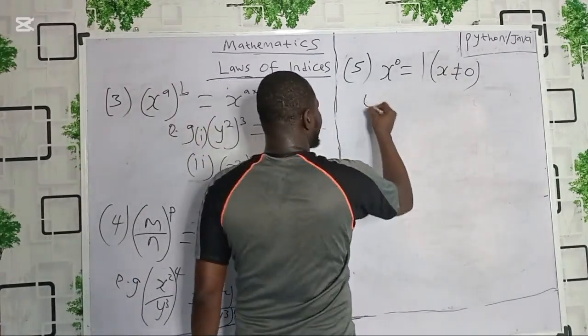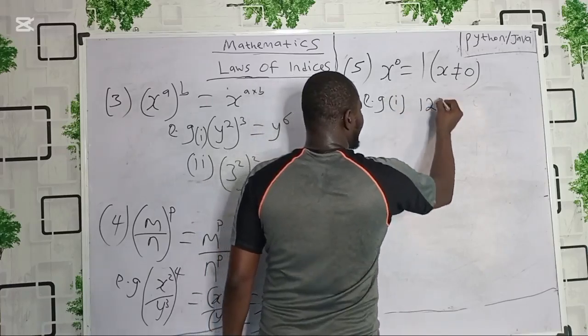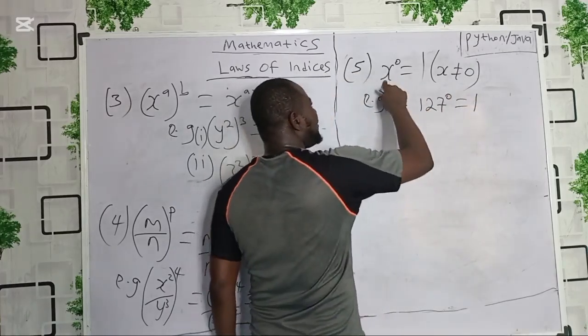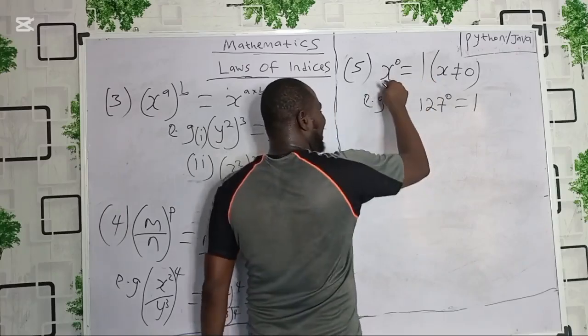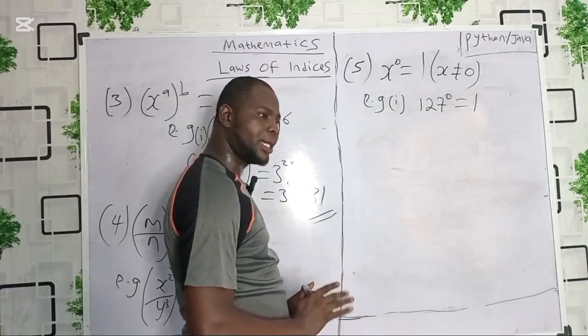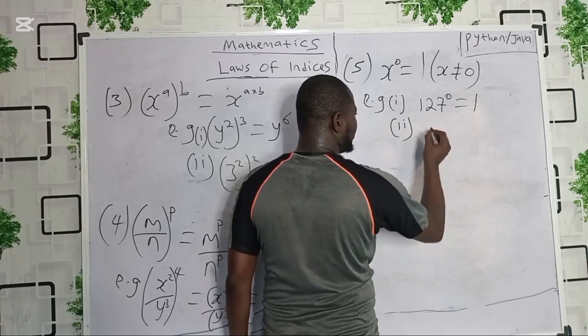This is what they are saying here. They are saying that, for example, Roman figure 1: if I have 127 raised to power 0, the result will be 1. That is, any value of x raised to power 0, the result will be 1. But that value of x must not be 0. Are we together? Beautiful.